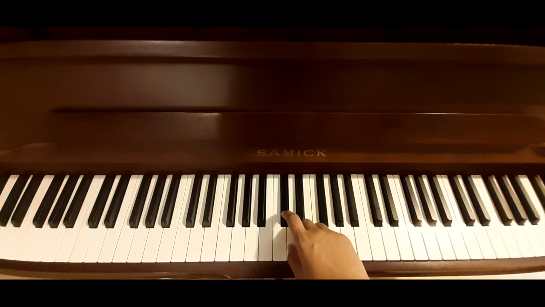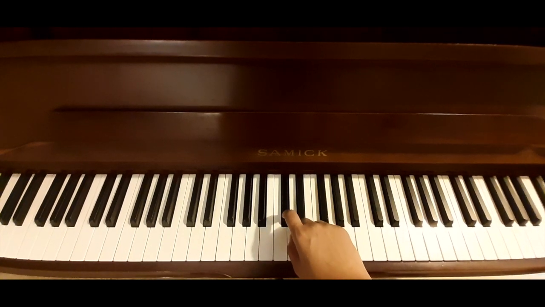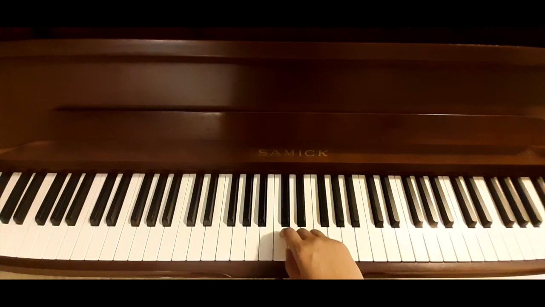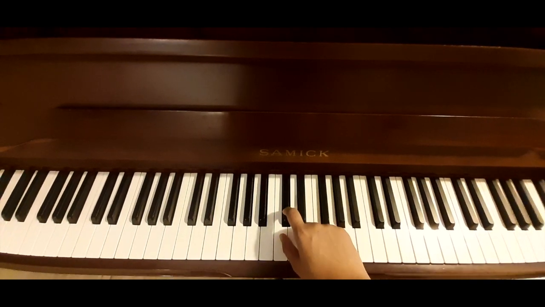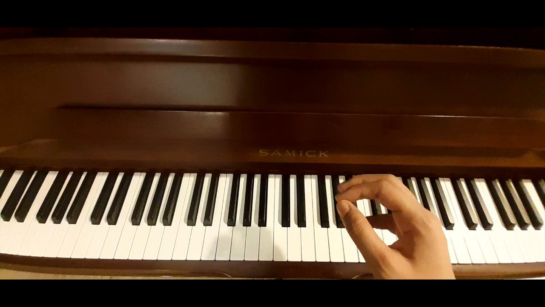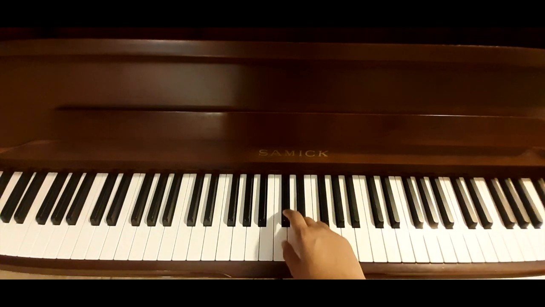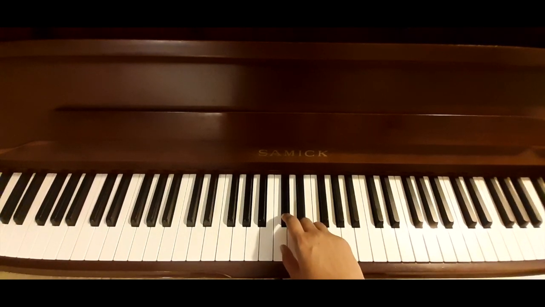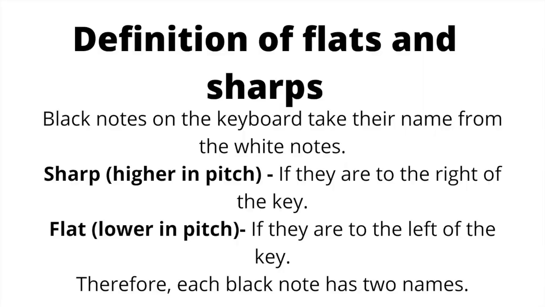So if we look at this note, if we want to name it as a sharp, then we look at this note as the note which is present on the right side of C. So we'll call it C sharp. But if we want to look at it as a flat, then we look at this note as a note which is present on the left side of D, and that's why we'll call it D flat.